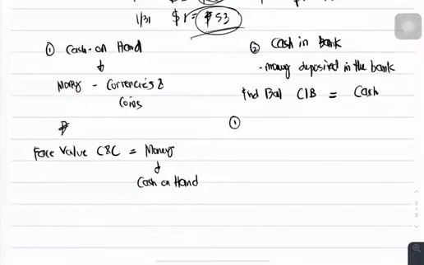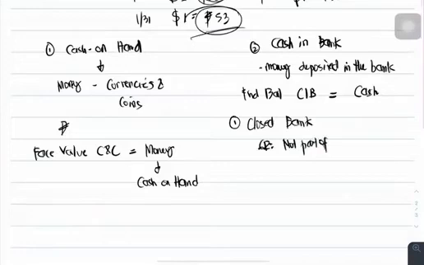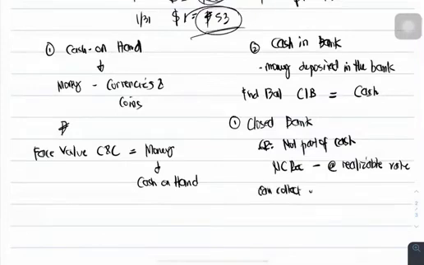The first item is a closed bank. So what if we have money in a closed bank? What happens? Okay, so we measure your closed bank. General rule, not part of cash. It will be part of your non-current receivable at realizable value. However, if you can collect within 12 months, then present it as part of your current receivable.